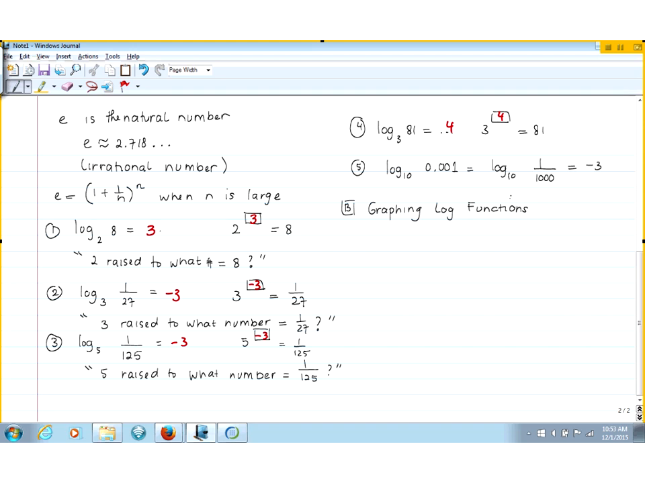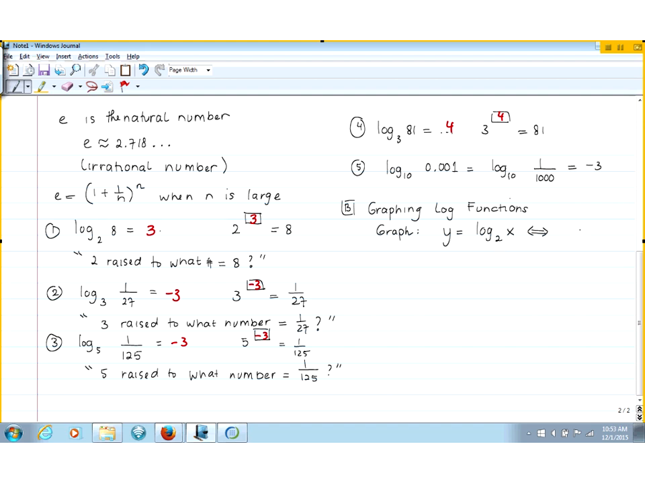Alright, so I want to graph y equals log base 2 of x. Now there are two ways. We could just substitute in the value, or we could rewrite this as an exponent and then graph the one from the exponent version. So let's do that. Two methods.